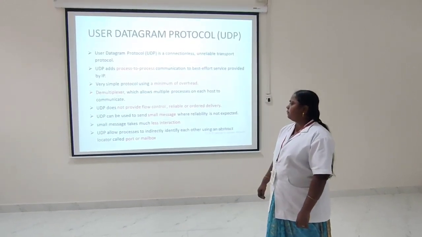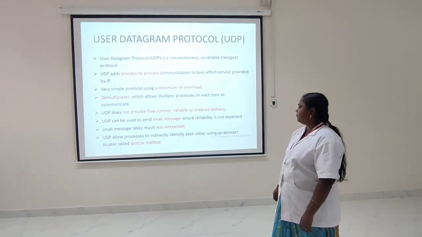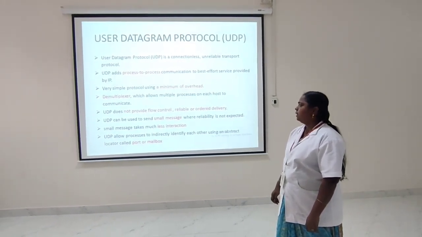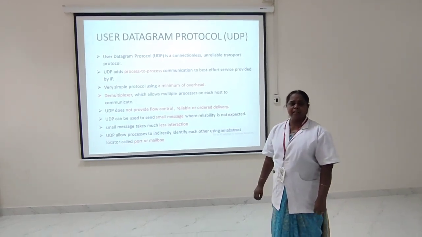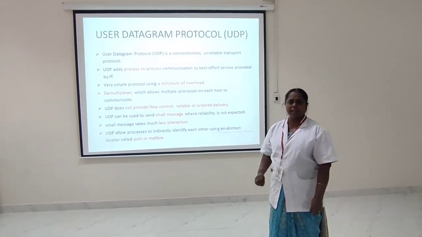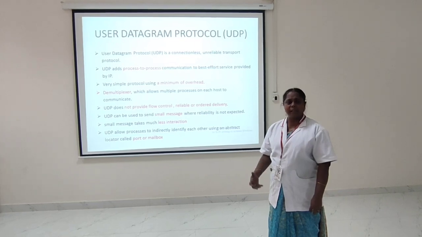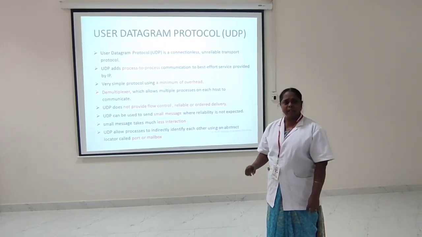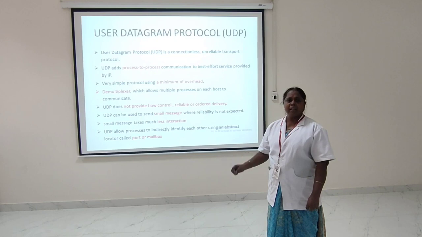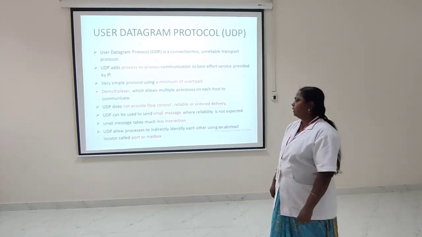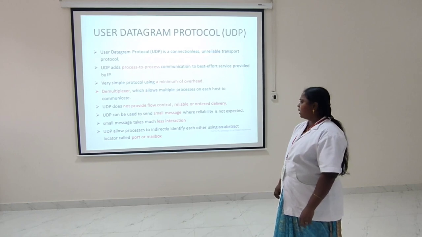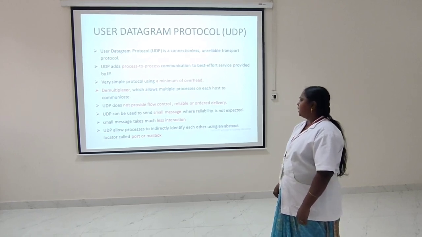Next, the demultiplexer, which allows multiple processes on each host to communicate. The demultiplexer is very important because once the data is sent, the actual data is not sent over the network alone; it is encapsulated with some extra data. So the demultiplexer at the end client retrieves the data in its original form. UDP does not provide flow control, reliable or ordered delivery.